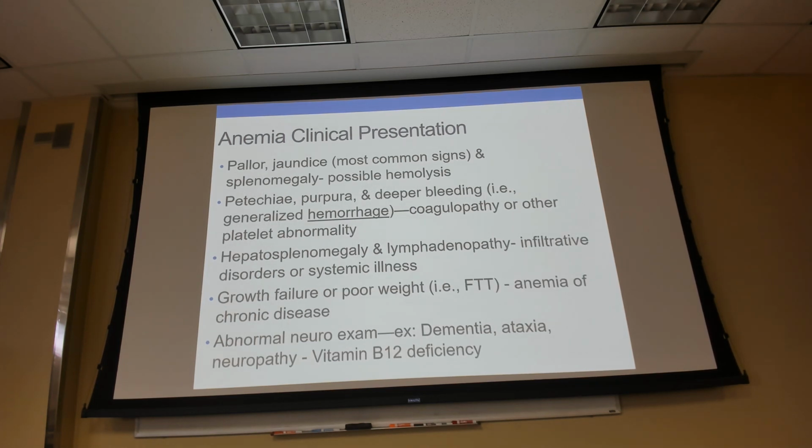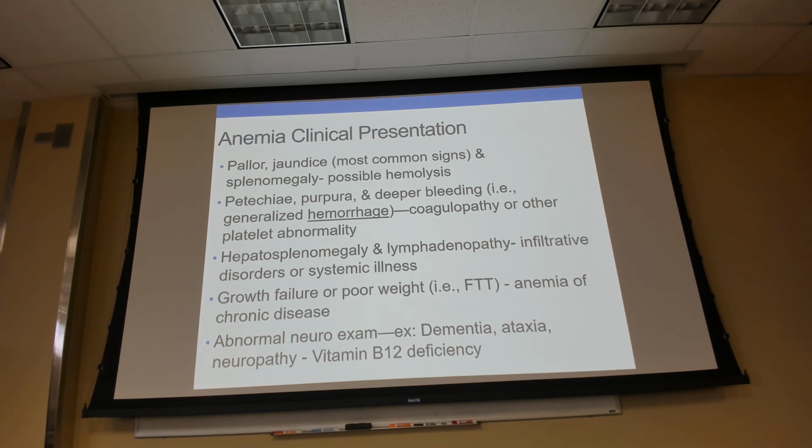The presentation is going to look like what we just talked about a minute ago. So certainly if they do not have enough of these box cars carrying oxygen, they will have pallor. If they have too much breakdown and you have that processing of hemoglobin, you will have jaundice. And certainly if their little bodies are pulling out abnormal cells, it can be a large spleen. If they are bleeding somewhere, you have purpura, joint issues. If they're bleeding into a joint, you can have both spleen and liver that are big, growth failure because of the lack of carrying the oxygen.